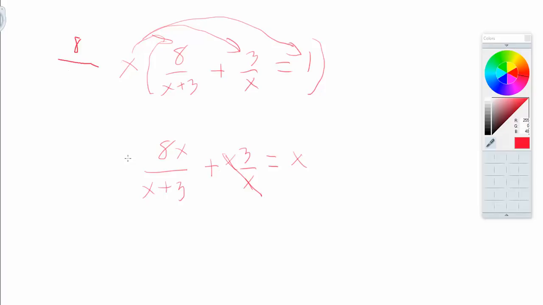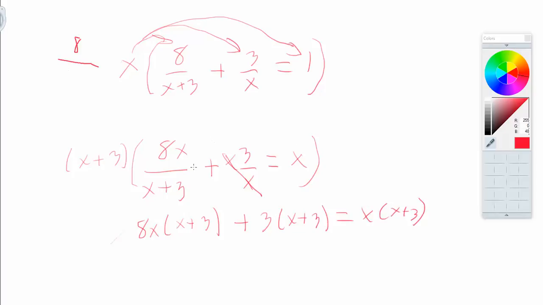All right, and so now here comes a little bit more difficult part. You're going to multiply it by x plus 3. Okay? So the way this is going to work is, well, I'll just show you. You're just going to go like this. You can go 8x times x plus 3 plus 3 times x plus 3 equals x times x plus 3.